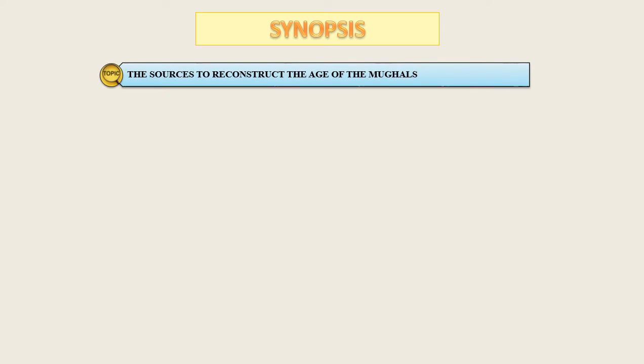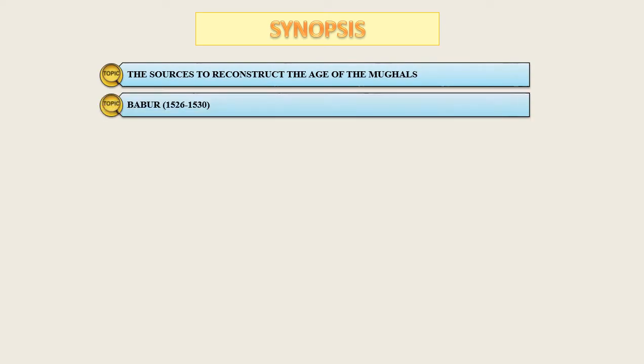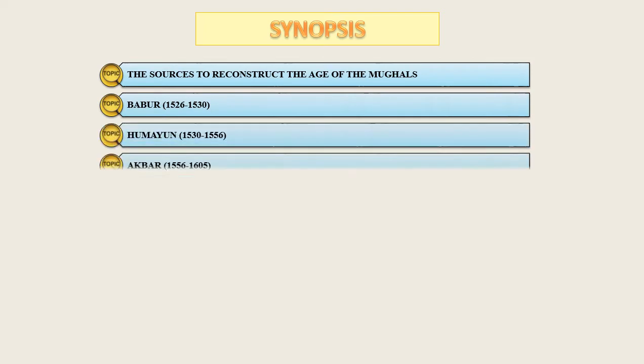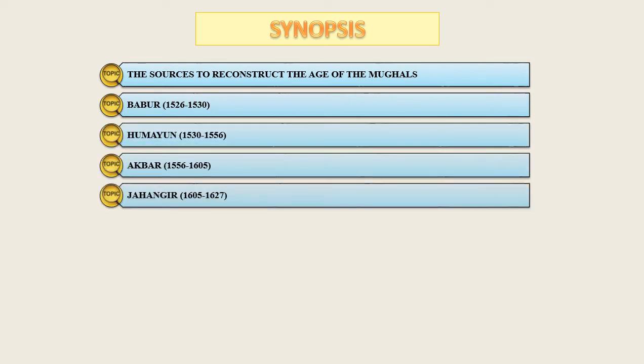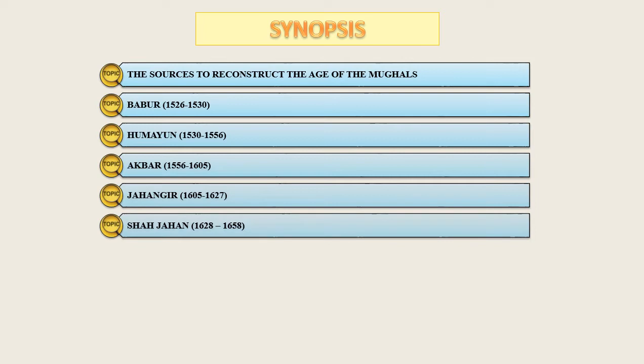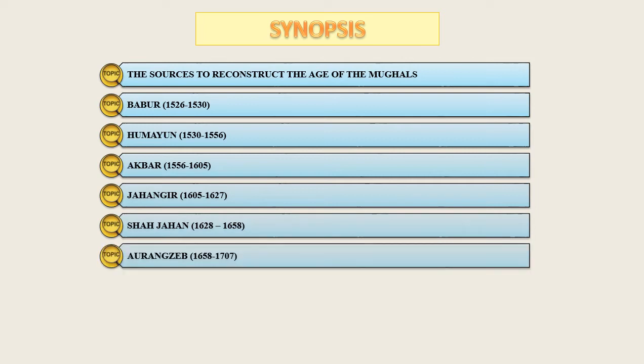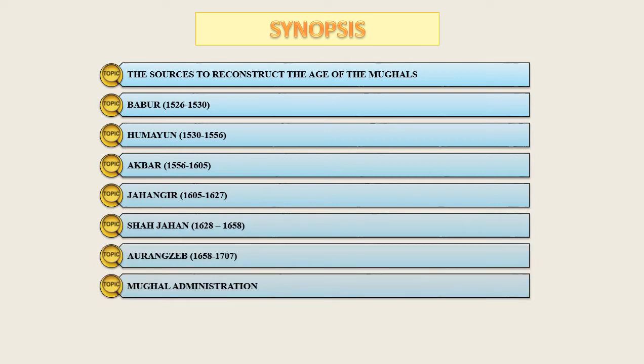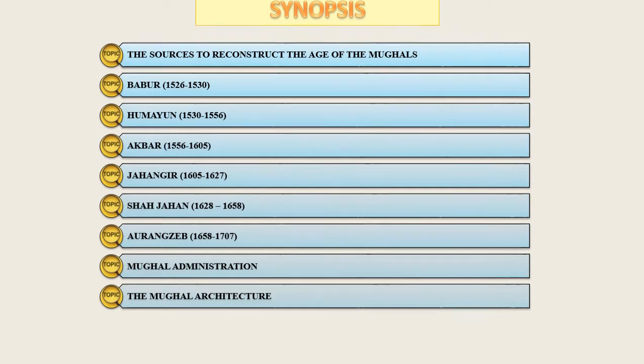The subtopics covered in the Mughal Empire are the sources to reconstruct the age of the Mughals, Babur, Humayun, Akbar, Jahangir, Shah Jahan, Aurangzeb, Mughal Administration, the Mughal Architecture. With the advent of the Mughals begins a new era of Indian history.